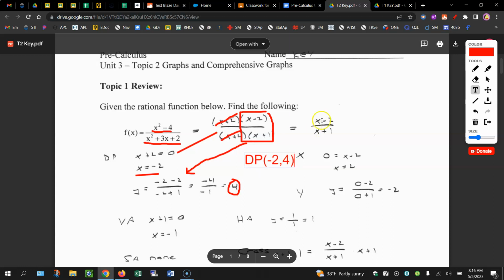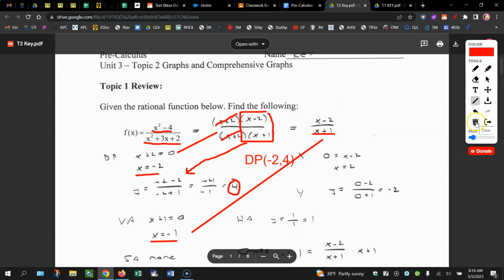All right, for the vertical asymptote, you're going to take the simplified function and set the denominator or denominators equal to 0, whatever is left after you simplify. So in this case, it's just x plus 1. So you set that equal to 0, and you're going to get x equals negative 1. That is your vertical asymptote.